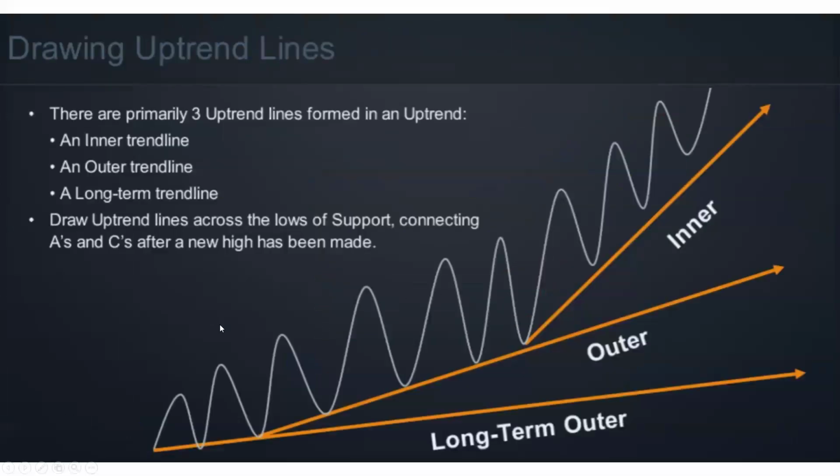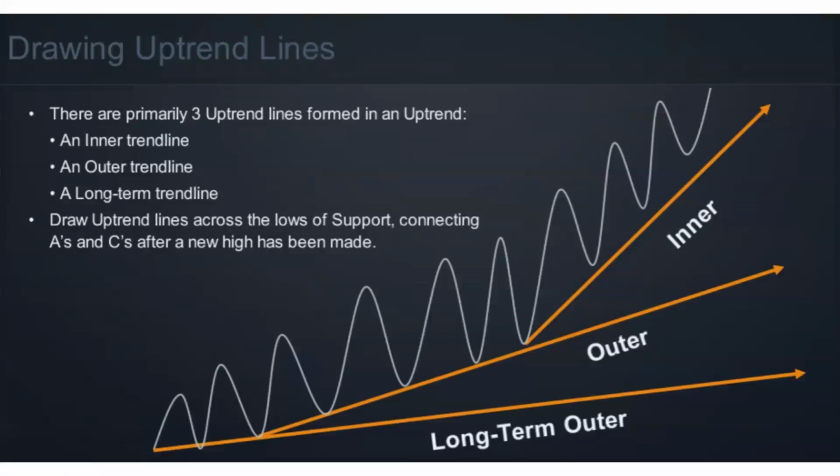So this is how we draw trend lines. If we want to draw trend lines, we'll consider the A, B, C, and D. What we'll consider is the A and the C. So first, there are three types of trend line. We have the inner trend line, the outer trend line, and the long-term trend line.